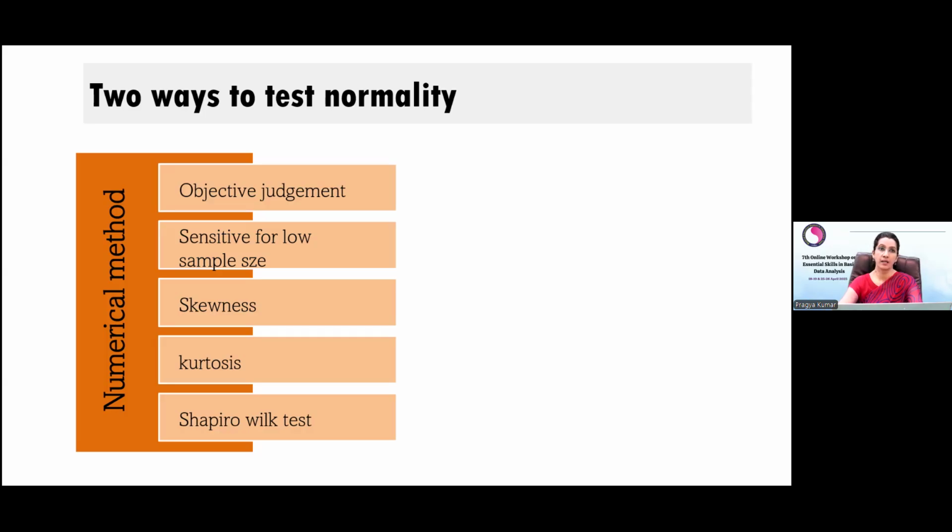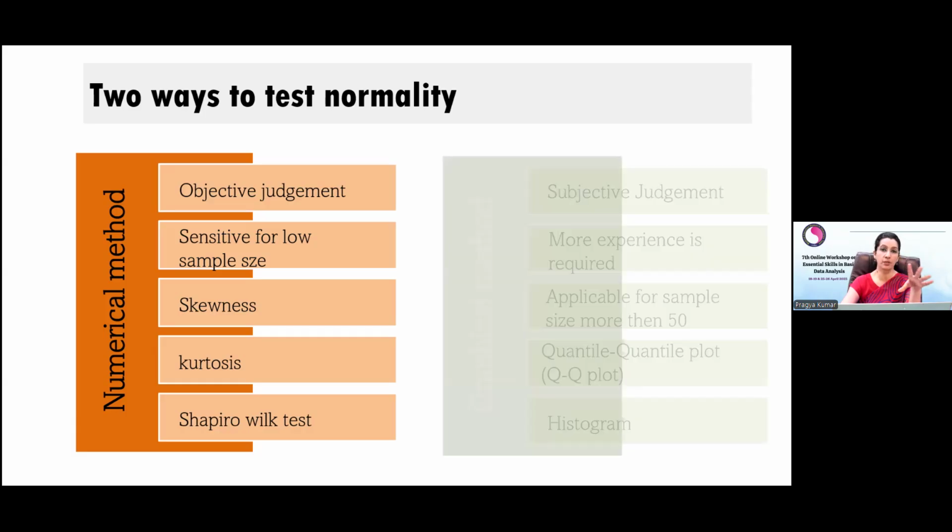So the Shapiro-Wilk test is the most common test which we use to measure the normality if the sample size is less than 50. And then there are kurtosis and skewness values also by which you can measure this. So this is regarding the objective way. We'll see it in the data set also. Please wait, don't panic if you don't know. We will see all these concepts once again when I show you on the data.